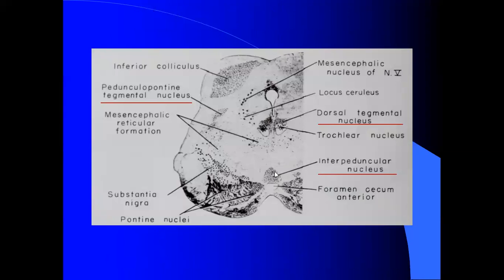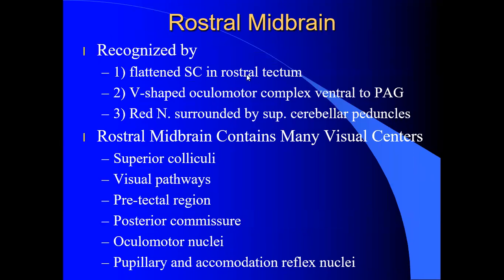And here you have it. Here's the interpeduncular nucleus, right where it belongs. All right. And here's the dorsal tegmental nucleus. And now let's get up into the rostral midbrain.